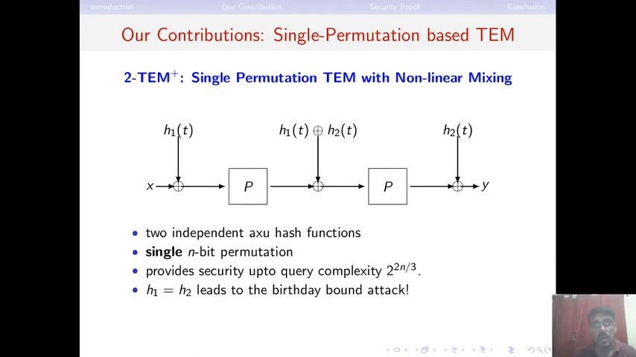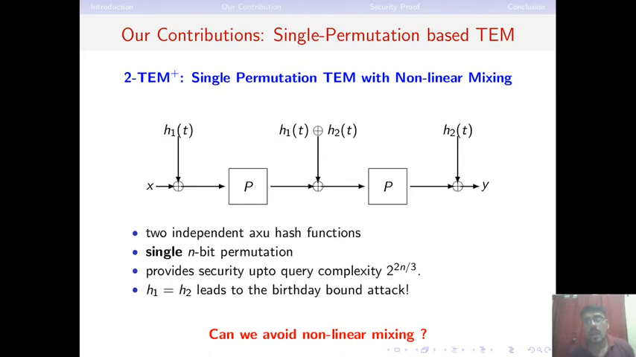And we have shown that if you use this construction, I mean, if you make the two permutations identical, then the security bound does not degrade at all. In particular, it provides a similar level of security. And a trivial observation is that if your hash functions are the same, if h1 equals h2, then that clearly leads to a birthday bound attack.